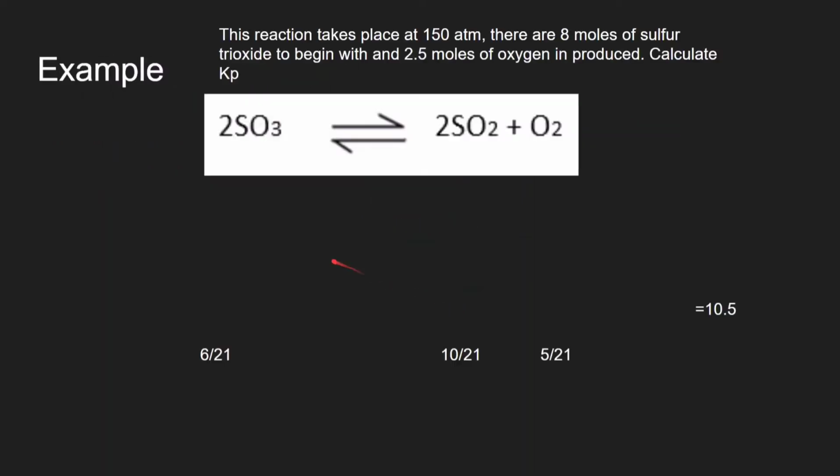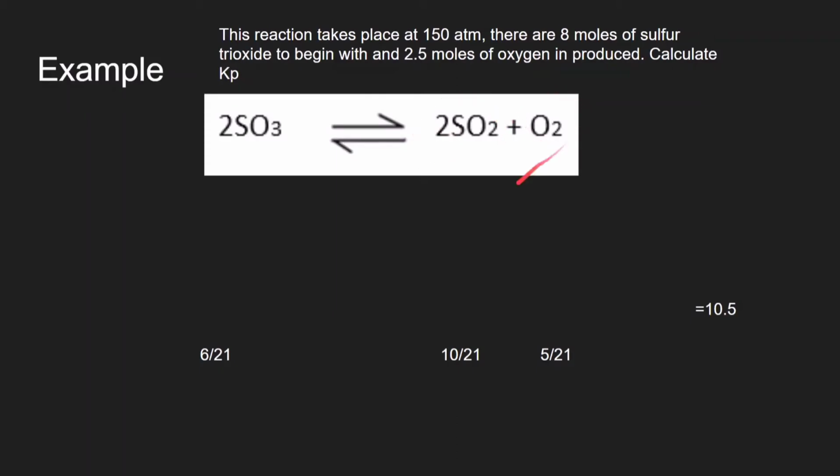And so now let's have a look at an example. So this reaction takes place at 150 atmospheres. There are 8 moles of sulfur trioxide to begin with, and 2.5 moles of oxygen is produced. Calculate Kp, the equilibrium constant based on pressure. So if we look here, we have sulfur trioxide decomposed into sulfur dioxide and oxygen.